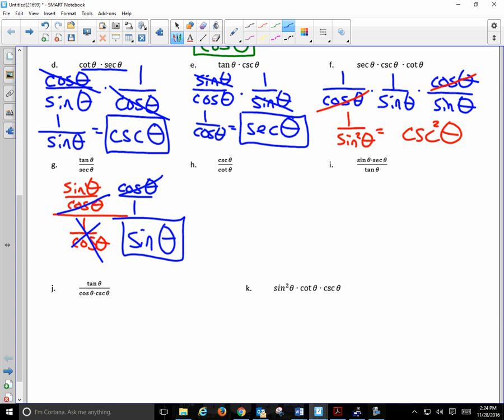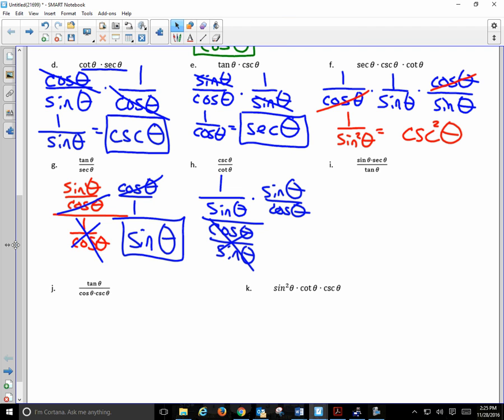Cosecant, 1 over sine over cosine over sine. What do I do now? What cancels? So what do you have? And what's 1 over cosine? Secant.